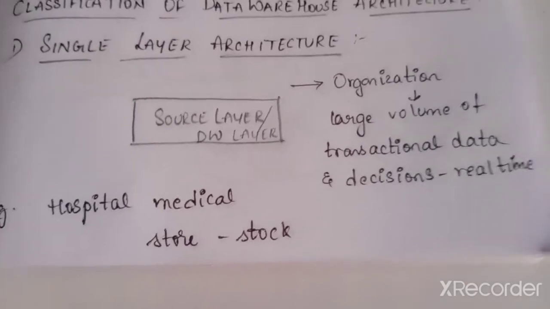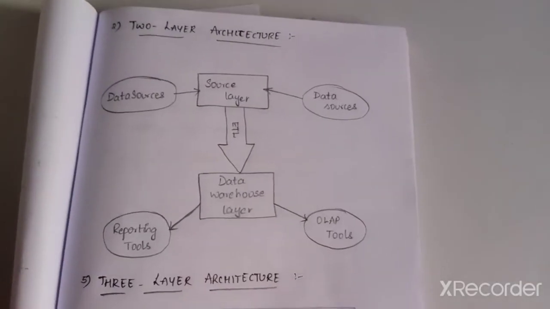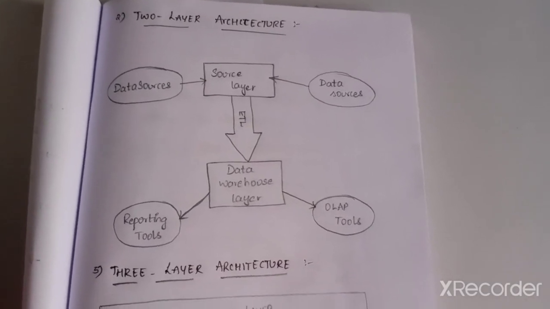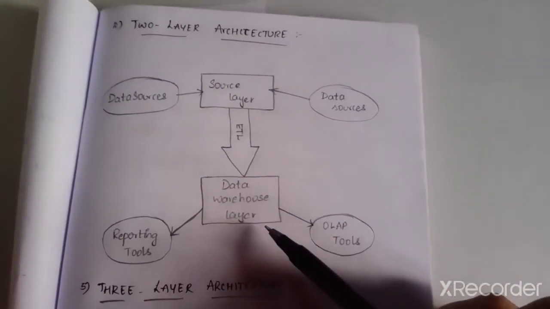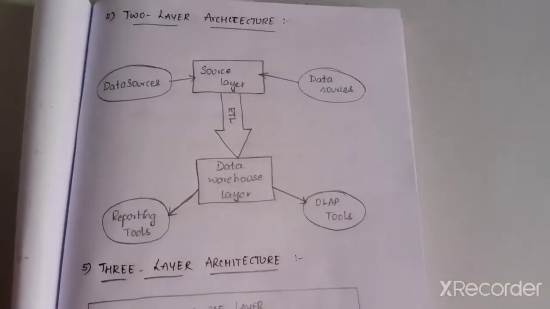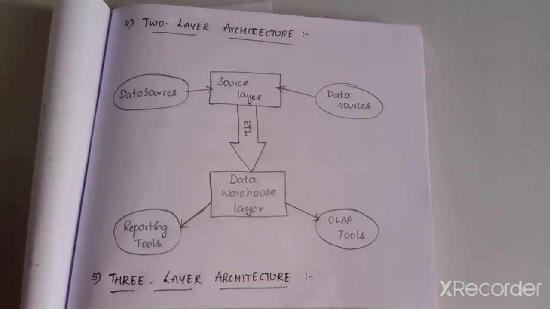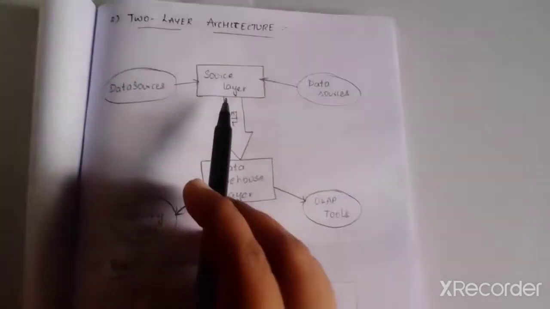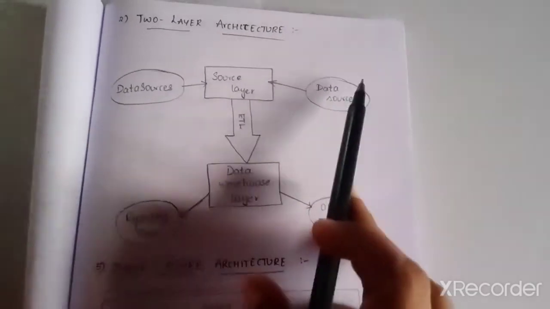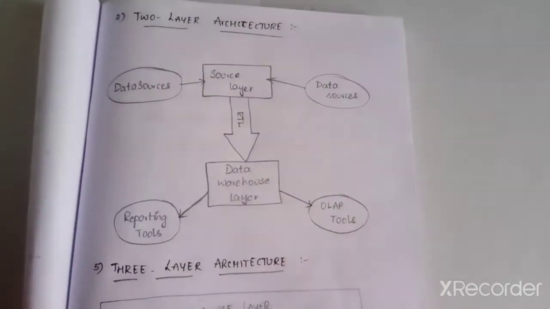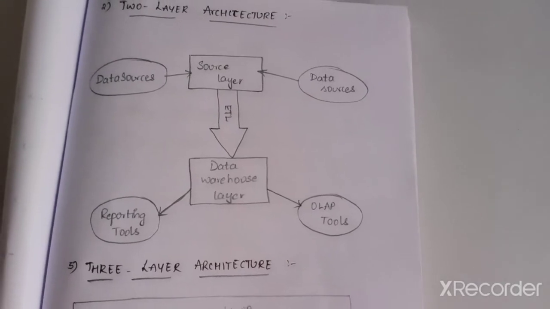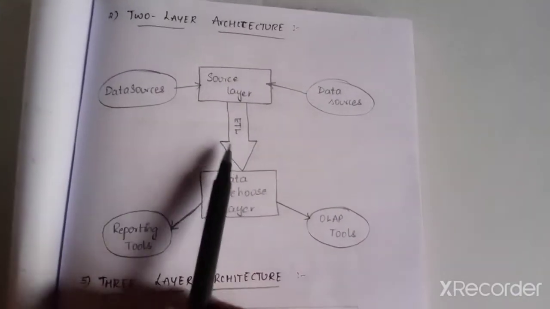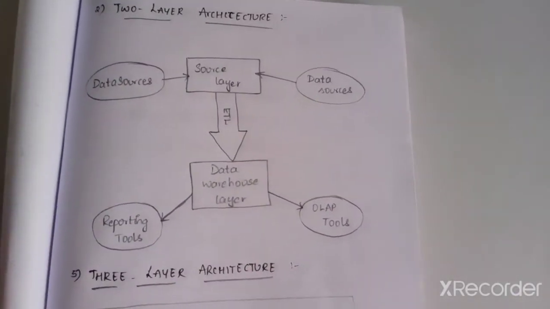Next one is two layer architecture. This two layer architecture has two layers, the source layer and the data warehouse layer. The source layer is used to collect data from various applications and data sources. And since the data comes from different sources, the ETL operation is going to be performed on that data.